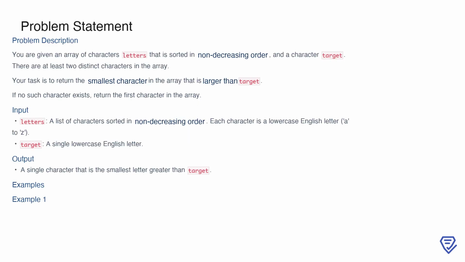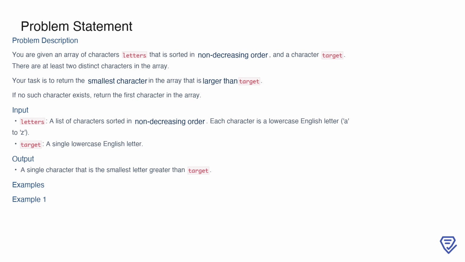In this problem, you're given an array of lowercase English letters called letters. This array is sorted in non-decreasing order, meaning the letters appear in ascending order or remain constant if repeated. Along with this array, you're also given a single lowercase English letter called target. Your task is to find and return the smallest letter in the array that is strictly larger than the given target. If no such letter exists, meaning all letters in the array are less than or equal to the target, you need to wrap around and return the first letter of the array.